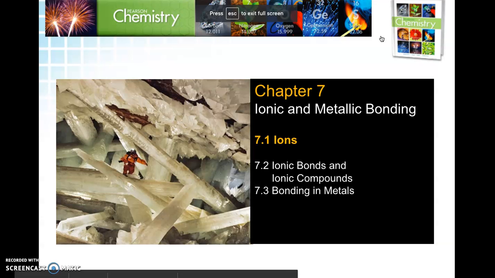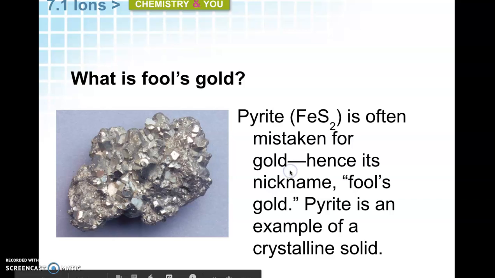All right, so we're going to start talking about ions. We're going to talk about bonding, and we're going to talk about ions first. First off, this is a picture of pyrite, sometimes called iron pyrite because there's iron in it, but it's called fool's gold. It looks like gold, but it's not gold.